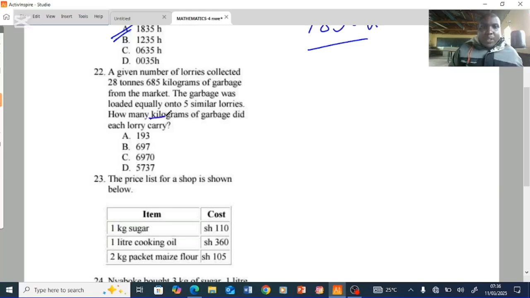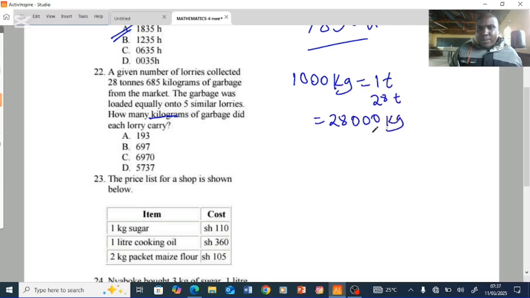How many kilograms? But you know that 1,000 kilograms is equal to 1 ton. Therefore, our 28 tons will be equal to 28,000 kilograms. Now you add 685. So that is 28,685. Now this was divided by 5 lorries.